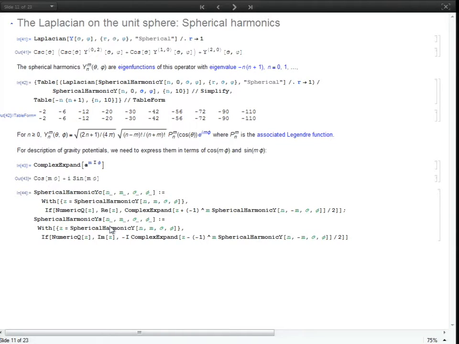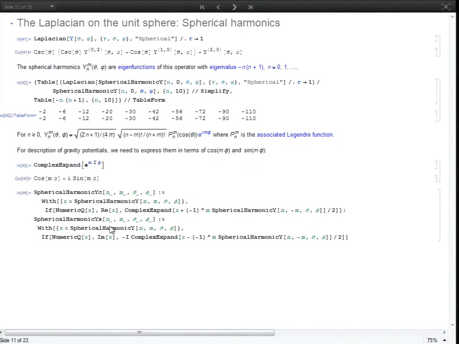If we restrict the Laplacian to the surface of the sphere by setting r equal to 1, we get this simplified version of the Laplacian, and it can be shown that the spherical harmonics Y_nm of theta and phi are the eigenfunctions of this operator with these eigenvalues. And here is just a short demonstration for the first 10 values. This is the eigenvalue calculation, and this is just the table of minus n times n plus 1. They are identical. This is, of course, not a mathematical proof, but just a demonstration.